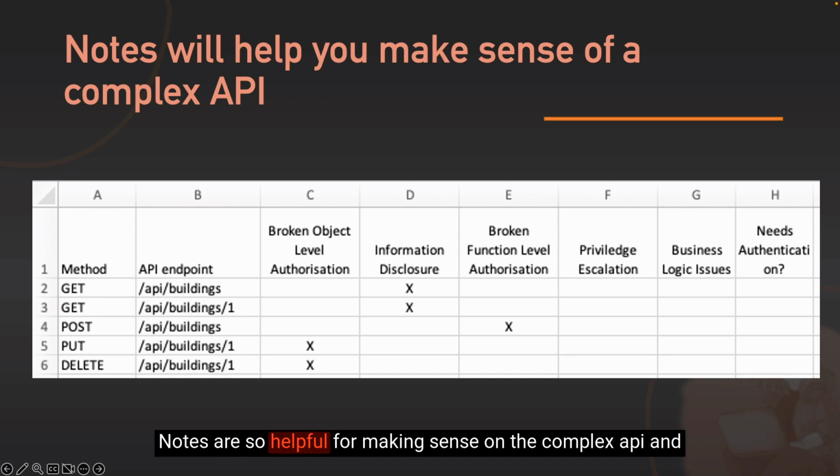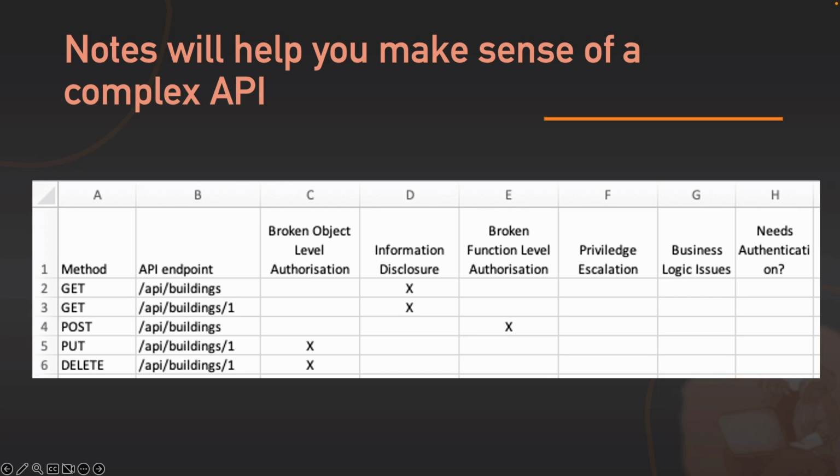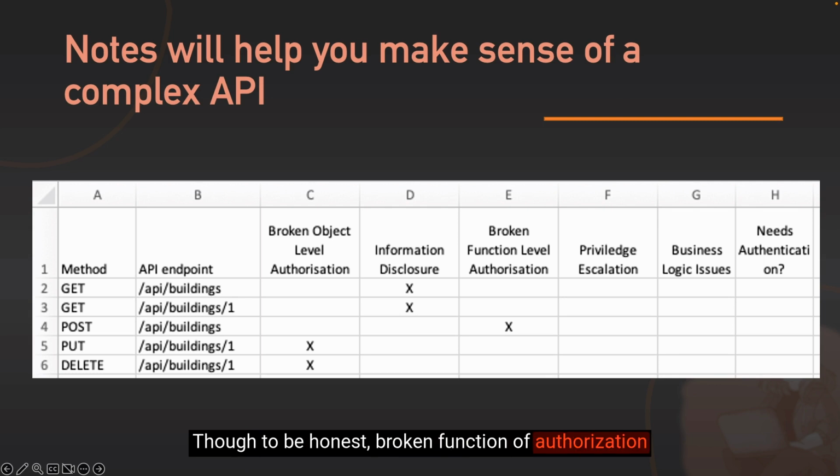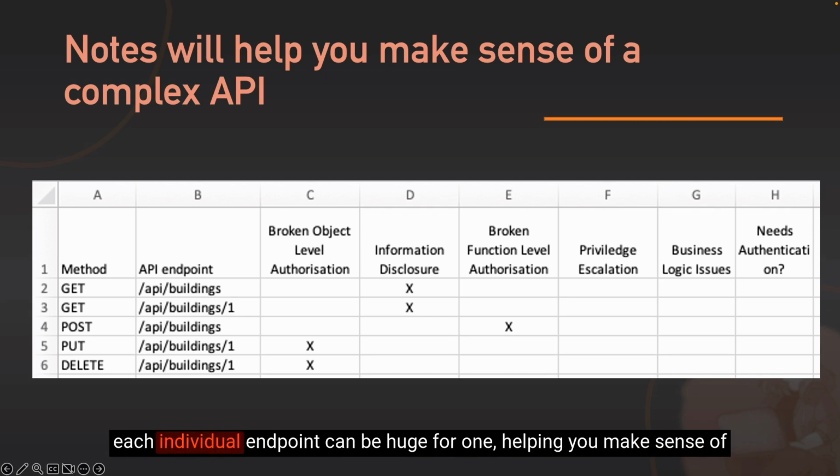Notes are so helpful for making sense of a complex API, and the way I like to do it is using something like a spreadsheet. So I will have the method, the endpoint, and then the vulnerabilities that I'm looking at. Though, to be honest, broken function level authorization and privilege escalation in this case are the same. But looking at something like this, where you can break down tests on each individual endpoint, can be huge for, one, helping you make sense of a complex API, and two, actually working out what you've tested before.